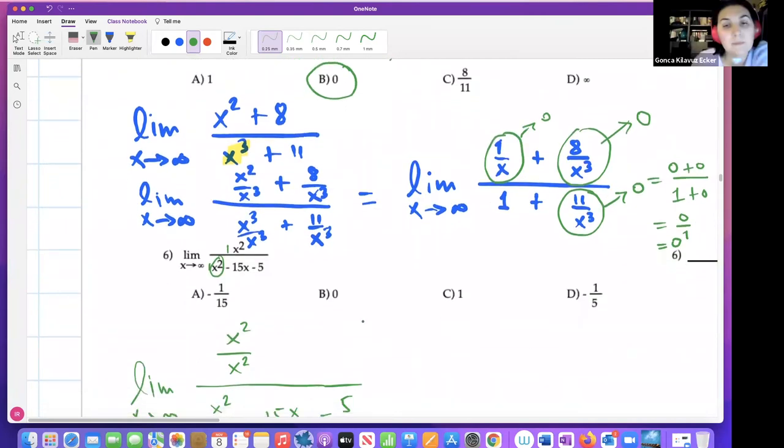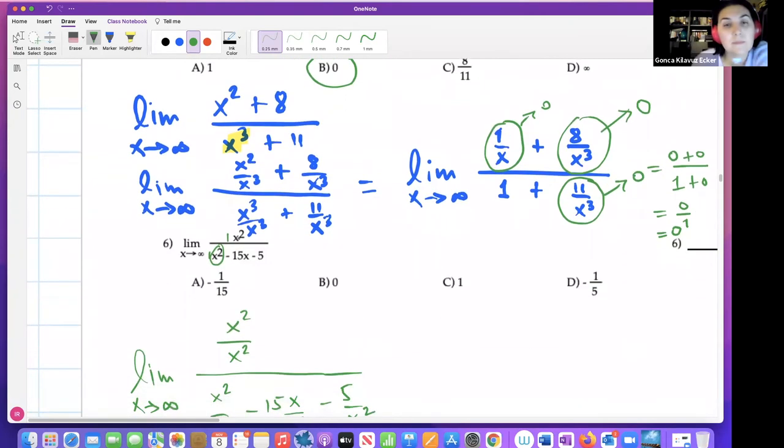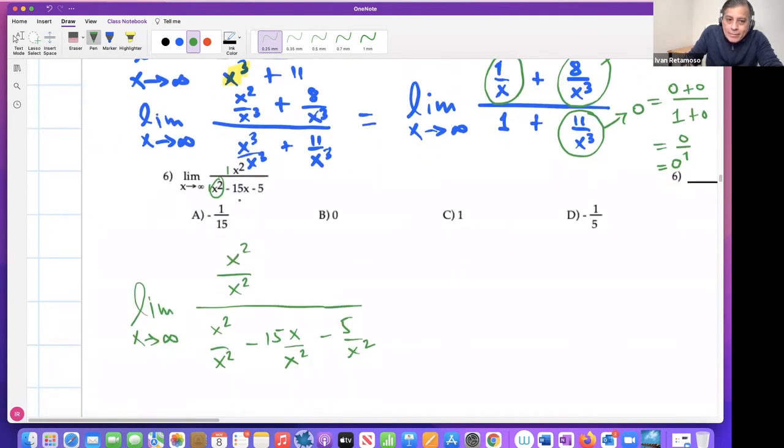Now, what about equally heavy? This is equally heavy. Look, x squared, right? I'm showing here that we're going to end up neglecting everything else except for these two.